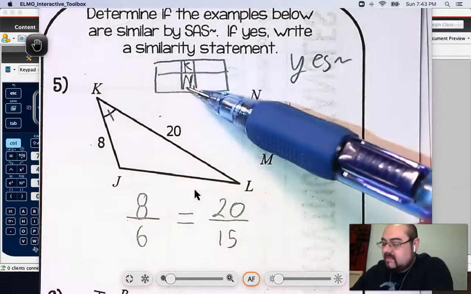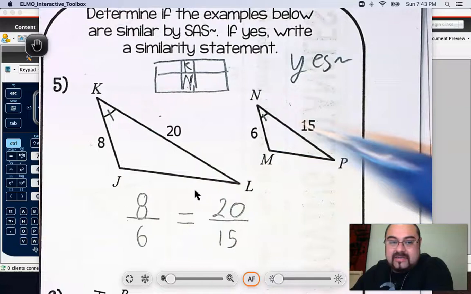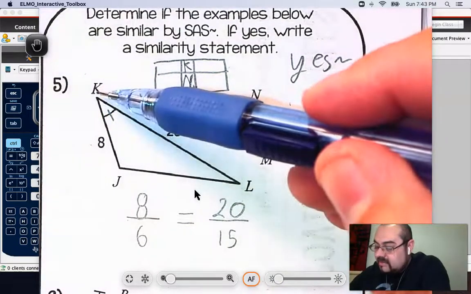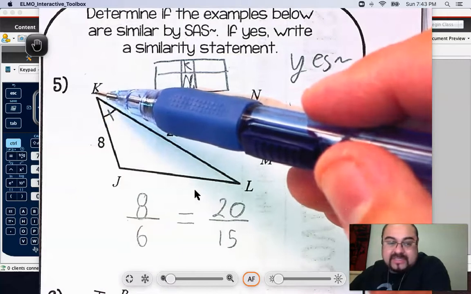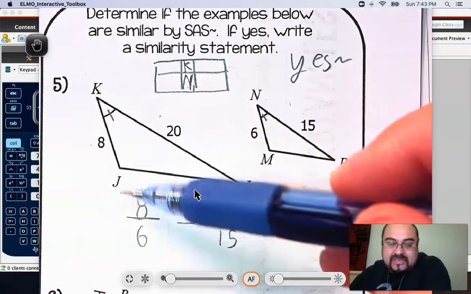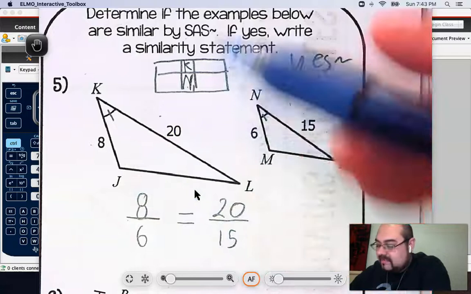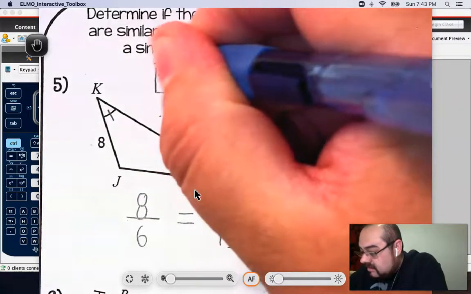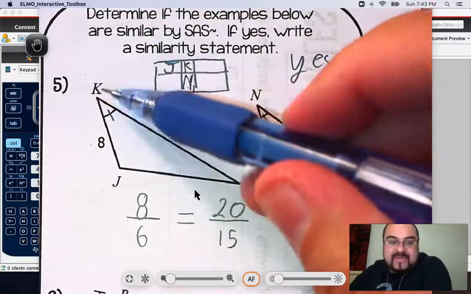So K is corresponding to N. K corresponds to N. Okay. So from K, I'm going to go down the side of the triangle that's the smallest side. So from K to J. So I'm going to go ahead and put J on the left side of K right here. Okay. Follow that same pattern.